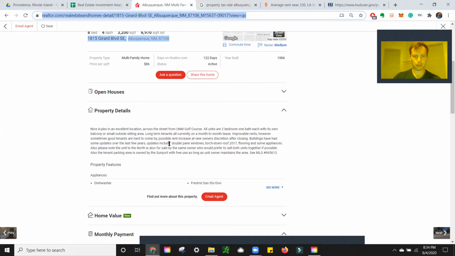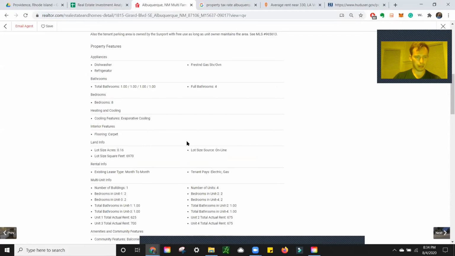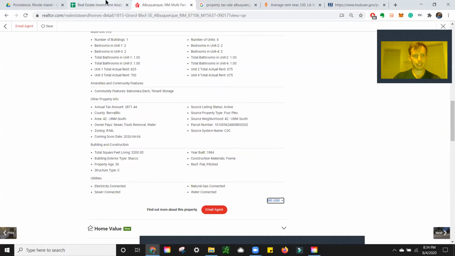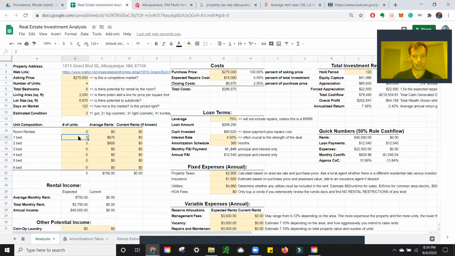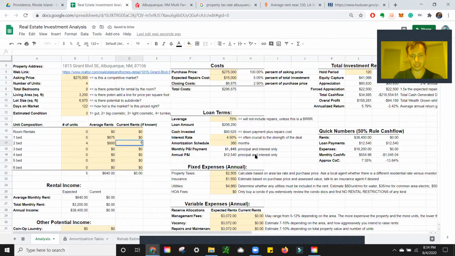They do not want to increase the rents or replace their tenants, it looks like, based on what they're saying. Tenant parking is free as long as the owner maintains the area. That's interesting. So there's going to be some maintenance required. Looks like the rents are around $625 to $675. That's actually not super low for the area from what I was just looking at. So we're looking at $625, $675, $675. So what we're going to do is equals 625 plus 675 times 2 plus 700, and then we're going to divide that by 4. So that's going to get our current rents.